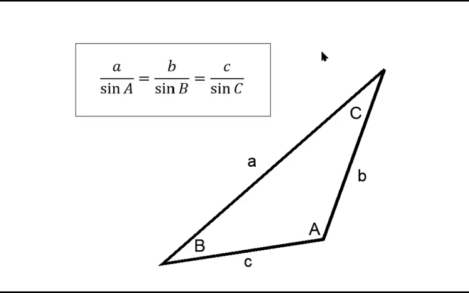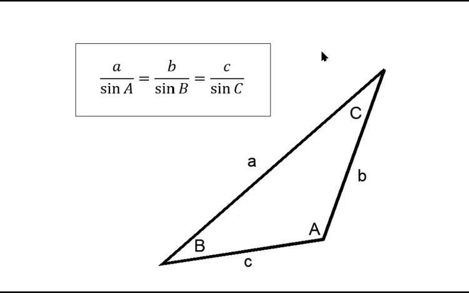The law of sines is also very useful, and it is simply stated as a divided by sine of A is equal to b divided by sine of B is equal to c divided by sine of C. And you can do the inverse of this and it would hold true. In other words, the sine of A divided by a is equal to the sine of B divided by b, and the sine of B is equal to the sine of C divided by c, because it's just ratios.